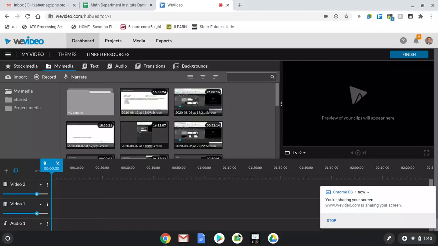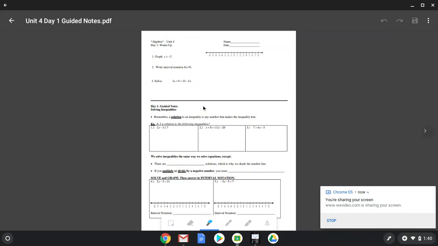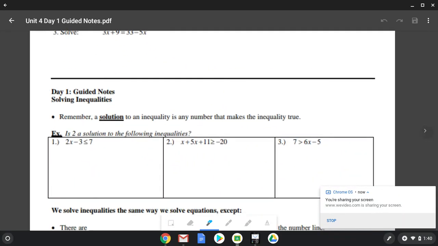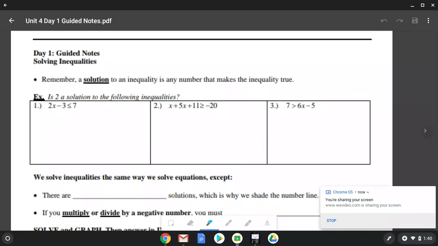All right, we're on Unit 4, Day 1 right now. So let's get that going. Yesterday we talked about the beginning of inequalities: how to shade, how to graph them, and how to write an interval notation. Today we're going to be solving a little bit and graphing and writing an interval notation.